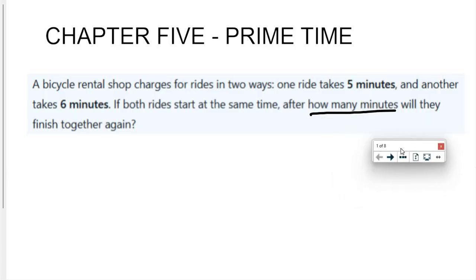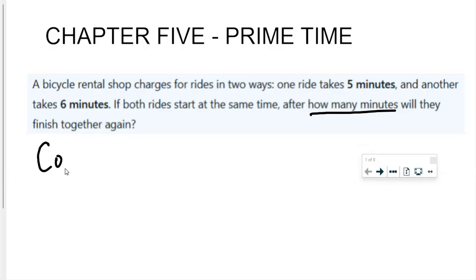So, this is a word problem, a real life context. But what is the concept? The concept, you need to find the smallest number that is a multiple of 5 and 6, and that is also known as LCM.